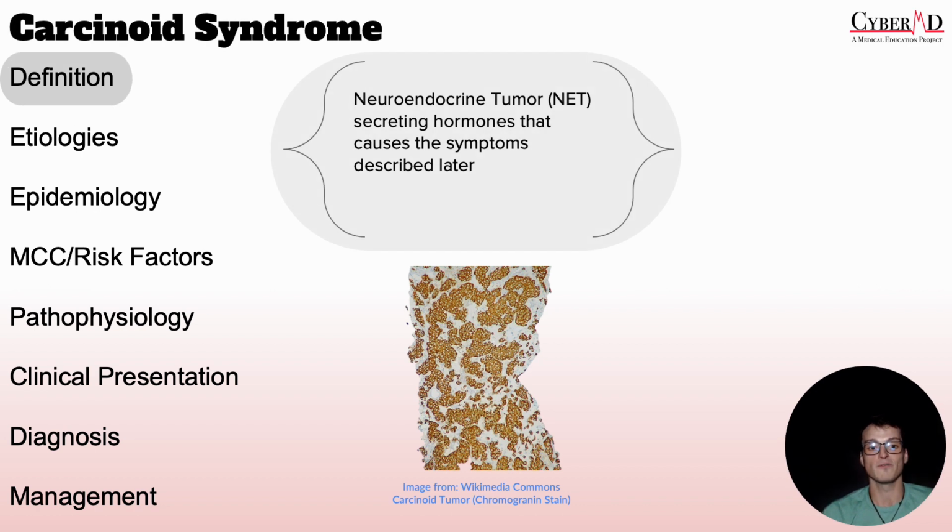Let's talk about carcinoid syndrome, which is derived from a carcinoid tumor, which is a type of neuroendocrine tumor. These often originate in the digestive tract and the lungs, or other rare primary sites can include the kidneys or the ovaries. These are going to cause the secretion of hormones, most often serotonin.